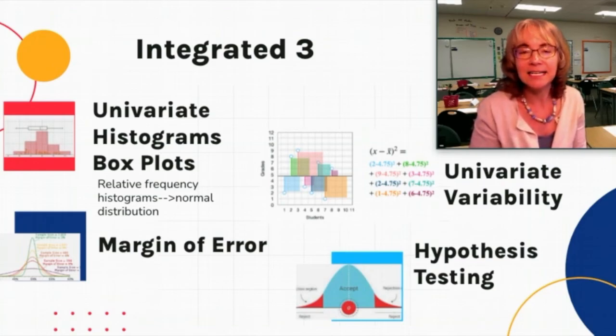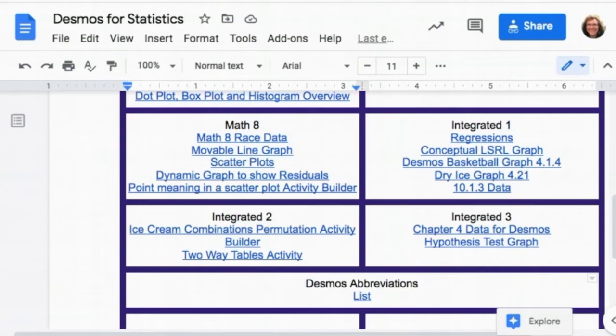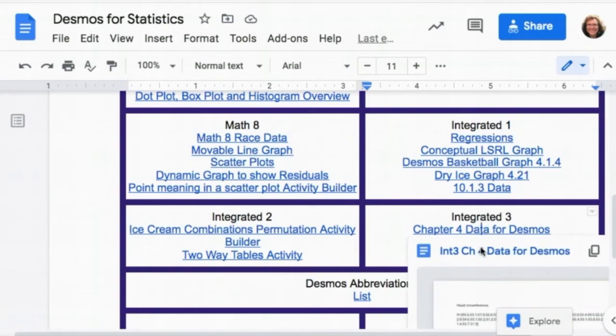So Integrated 3 is the place where this all comes together. All of the data understanding and modeling is one of the 4 main standards of Integrated 3. And so it really is a big part of that. It takes up 2 chapters of Integrated 3. So let's take a look at how Desmos can help us with that. So let's take a look at Integrated 3, and we'll look at the data there and go through some of the things that we can use Desmos for.